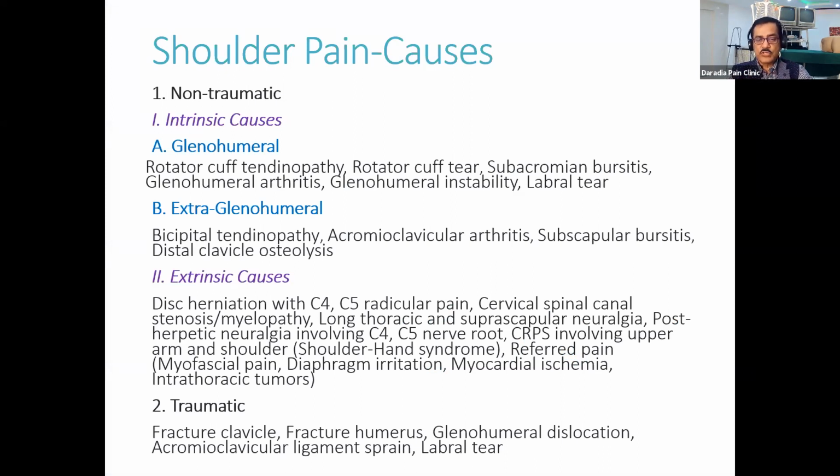In non-traumatic, we have intrinsic. Intrinsic means which is coming from the shoulder joint itself. Okay, I forgot to mention that the shoulder joint is not a single joint. The shoulder joint is composed of 4 important joints. What are those 4 joints? One is the glenohumeral joint, that is the most important joint. Then the 3 other joints. One is your acromioclavicular joint. Another is your scapulothoracic joint.